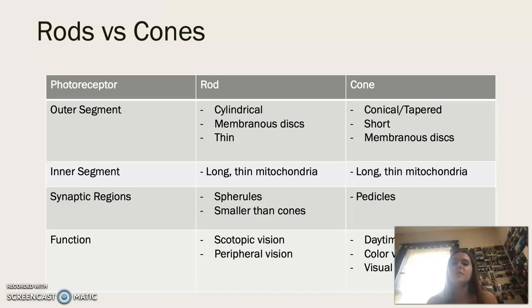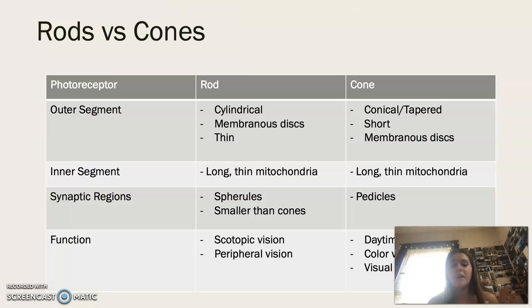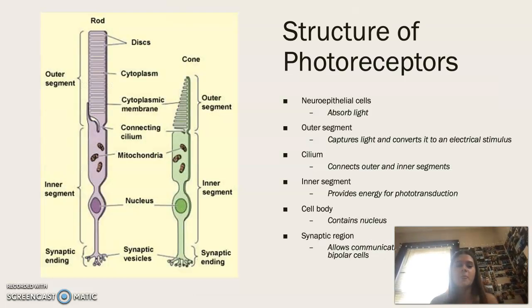It's also very short, and it also contains membranous discs. So if we go back and look, we can see the outer segment of the cone is significantly shorter than the outer segment of the rod, and also has this cone looking shape, which is clearly different than the outer segment of the rod. Now, something they have in common is their inner segments are both long and they have thin mitochondria. So going back to our previous image, if we look at the inner segment here, they are significantly longer than the outer segment of either the rod or the cone.